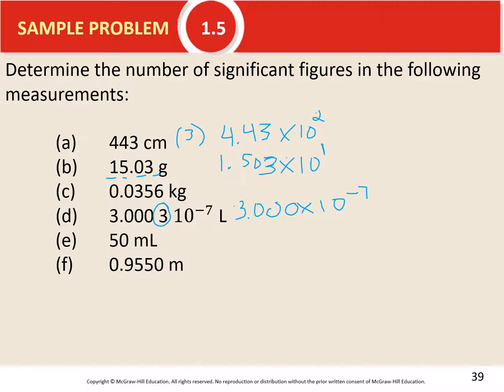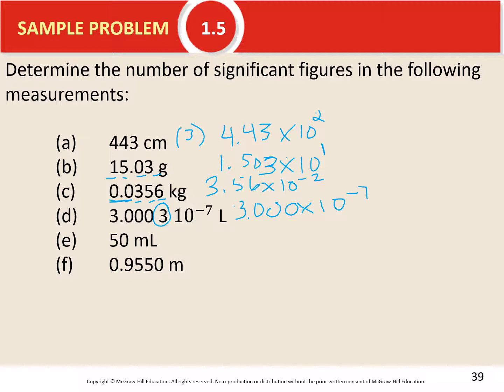Okay, for letter C, these zeros are not counted because they are leading zeros. So it has 1, 2, 3 significant figures. I could rewrite this as 3.56 times 10 to the minus 2. Negative power means it's a decimal, and I've just simply moved my decimal 2 spots. Go ahead and figure out the rest. You can pause this here.